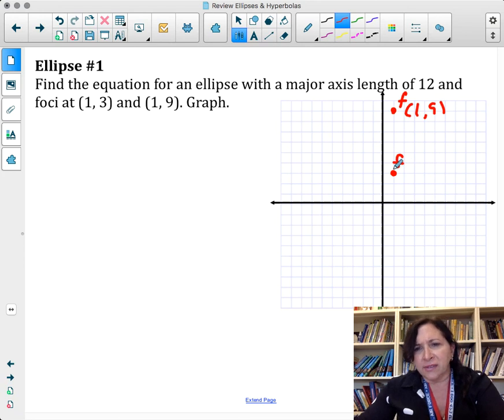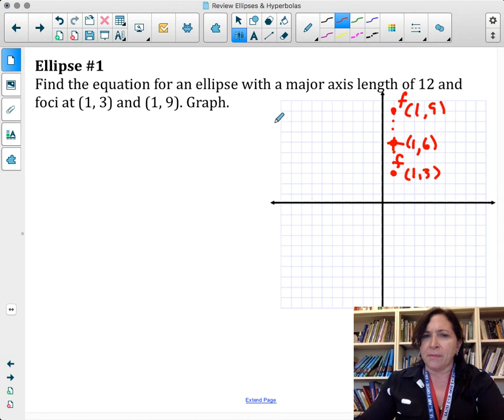What I see is the distance between the focal points is 6, 9 minus 3. And so that means that if I were to cut that in half, then I would have a center point right here, and that center point would be (1, 6).